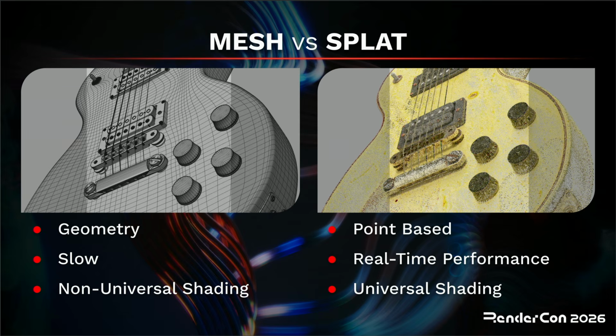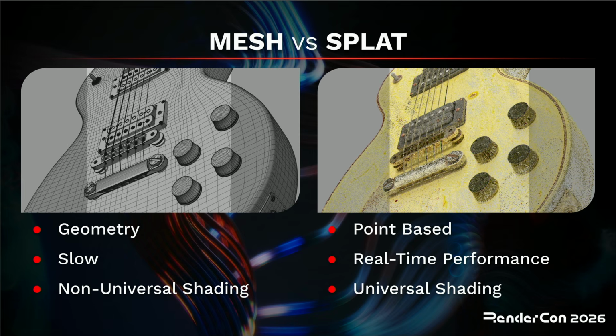Okay, so mesh versus splat. So this is the yin, the yang. This doesn't replace this. It's an alternative. This is a new method. This is something that fills a lot of gaps. We still have geometry, but geometry is slow. Geometry is heavy and non-universal.